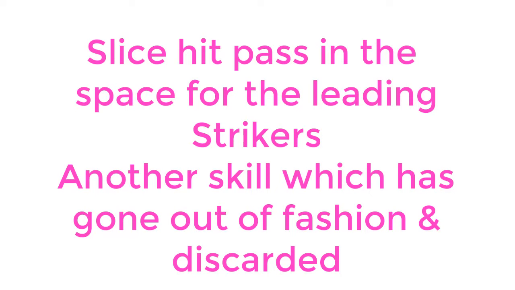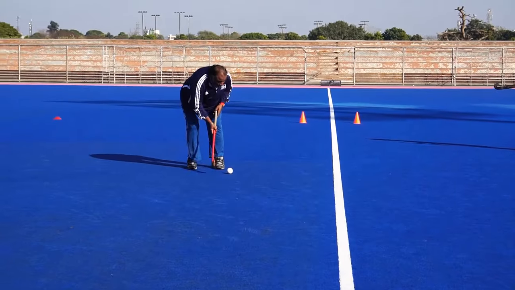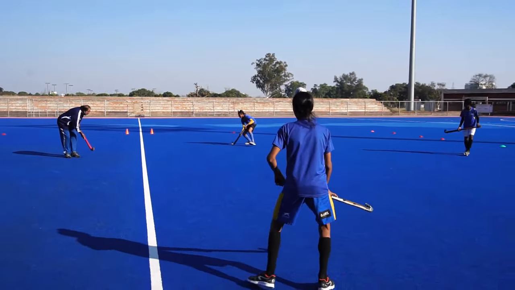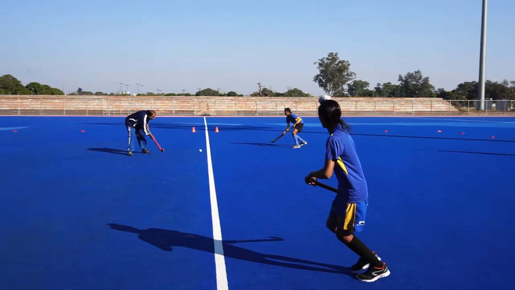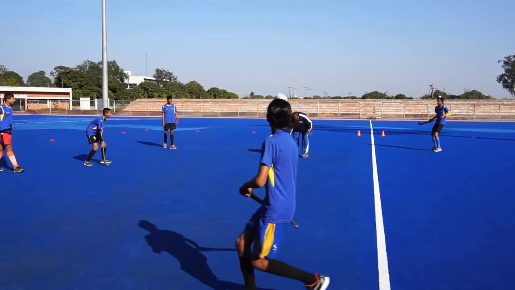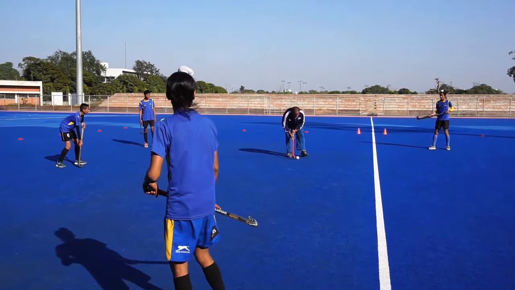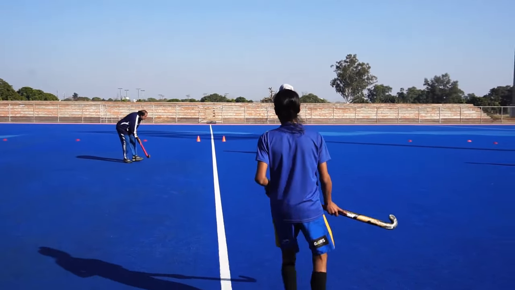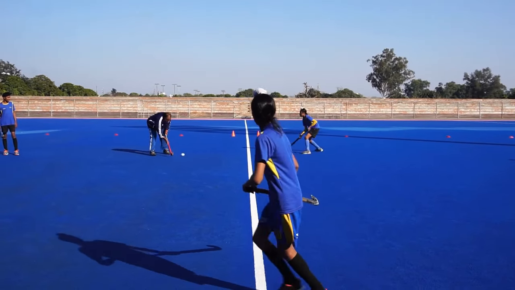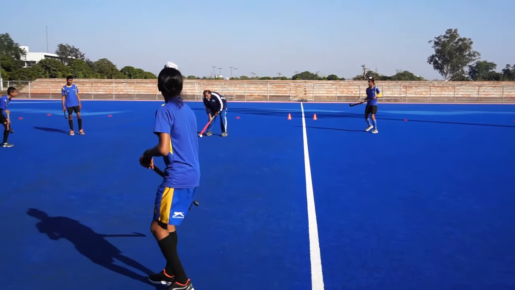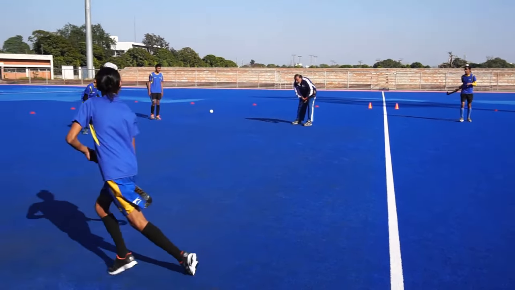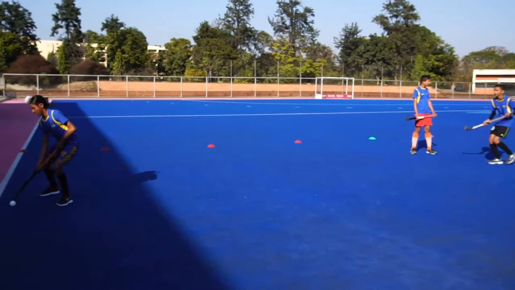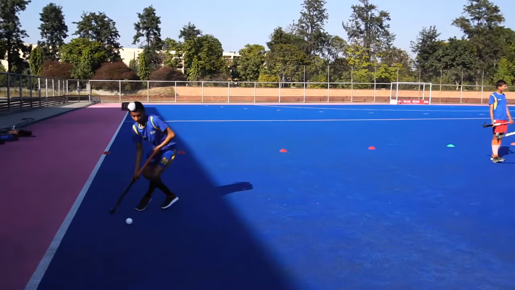Now I'd like to reintroduce the skill of passing the ball with a slice hit to your teammate. It's gone out of fashion. Here in this game situation, I'm passing and receiving the ball from my center half. I see my center striker taking leads and I see space in front of him. I hit a long slice hit which he picks up on the run before it crosses the goal line, and then he passes to carry on the attack.